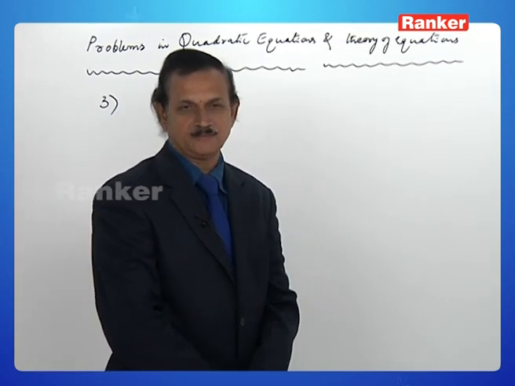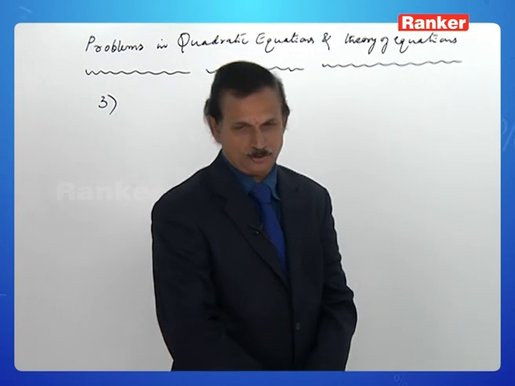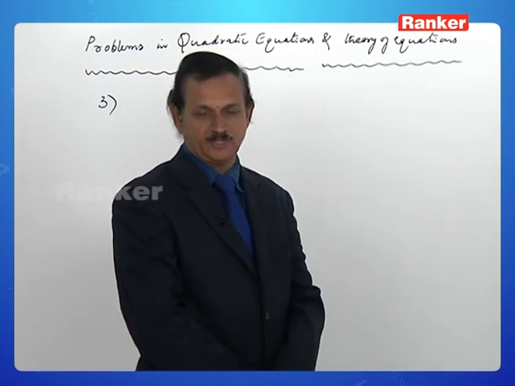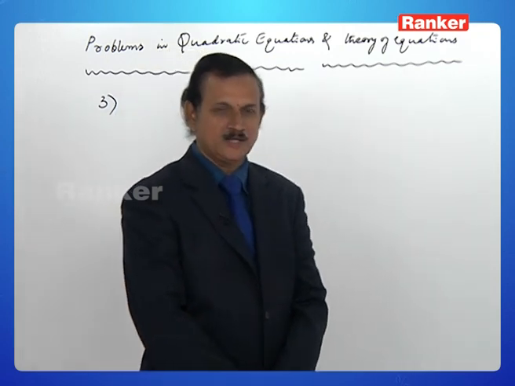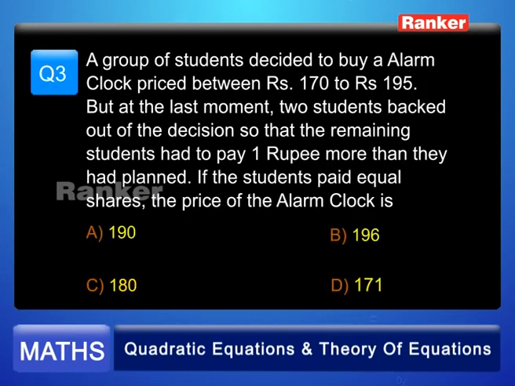A beautiful concept is involved here. We must be able to pull the information given in terms of a quadratic equation or expression. Let us do that. There are 4 options. The first option is 190 rupees, second option is 196, third option is 180, and the fourth option, that is option D, is 171 rupees.